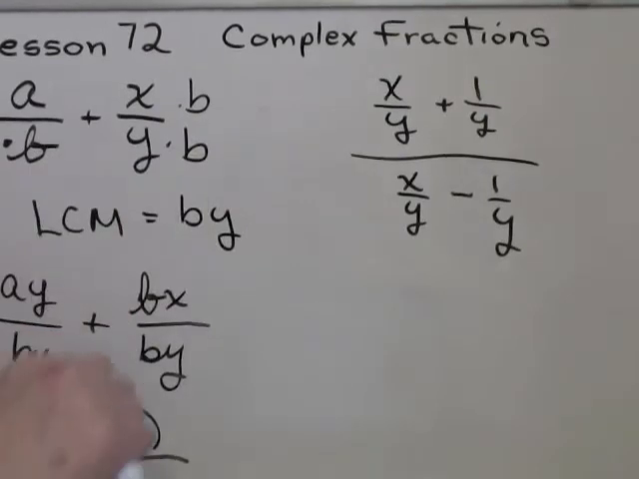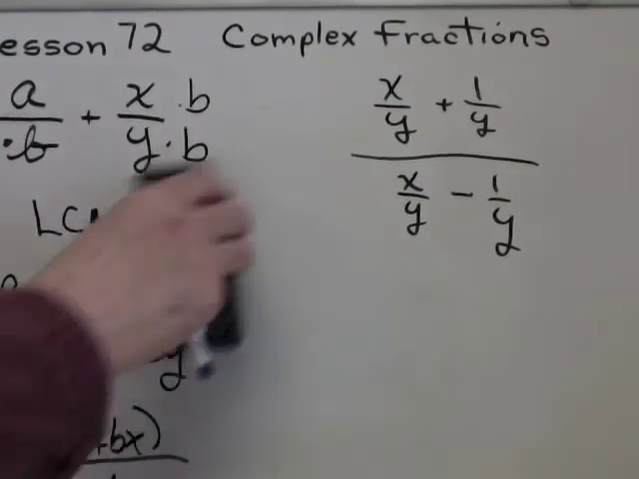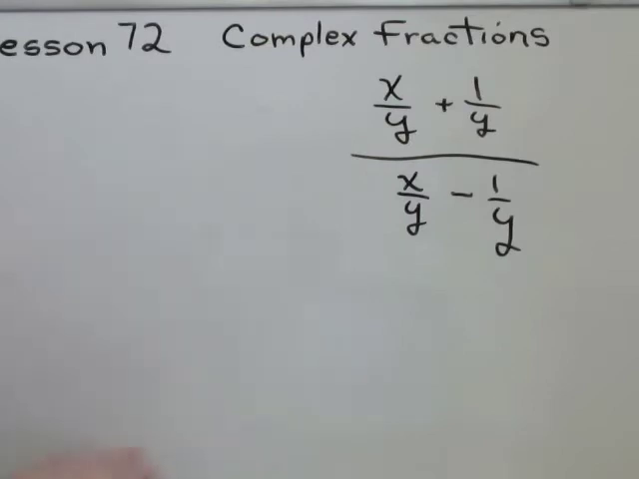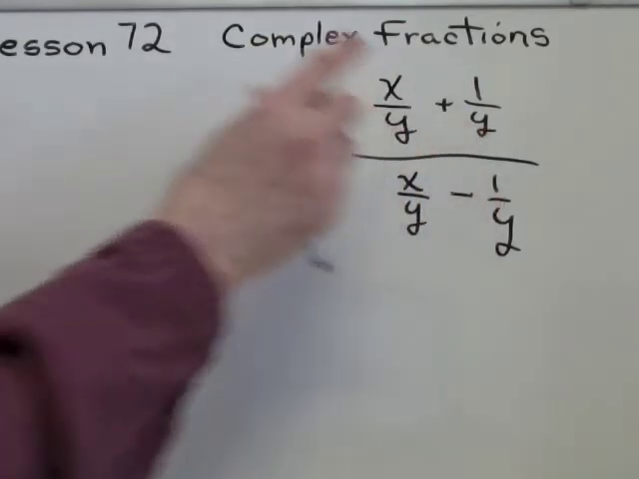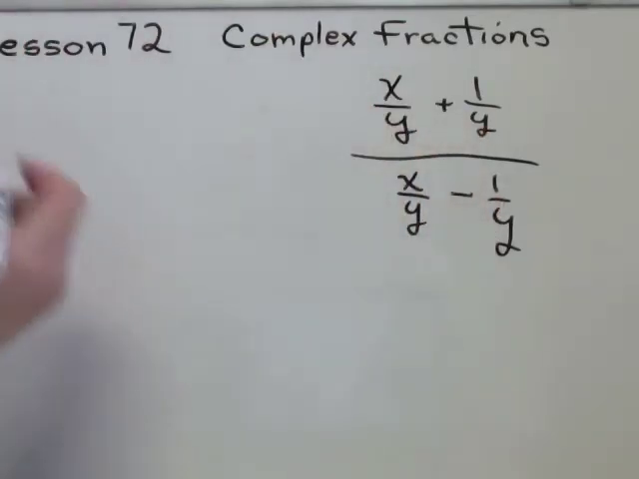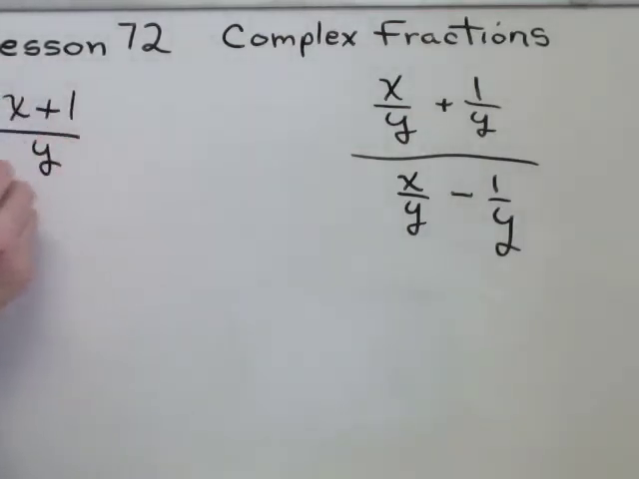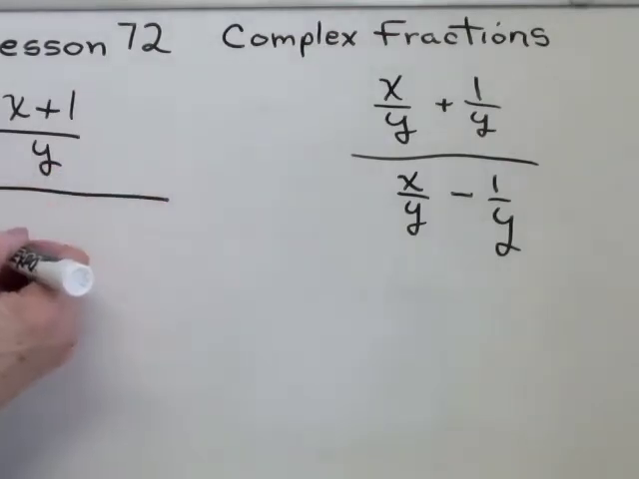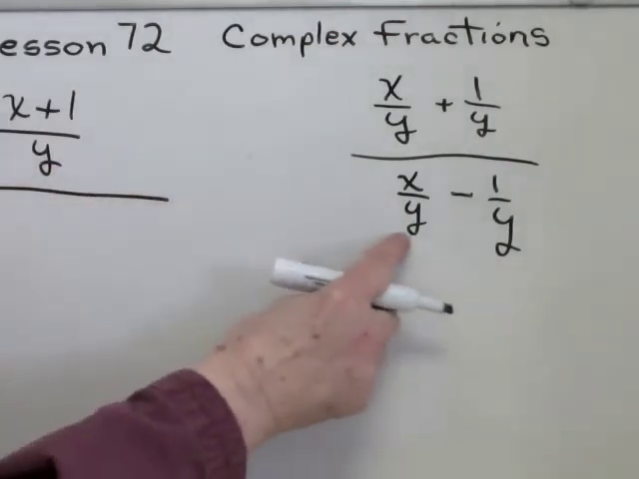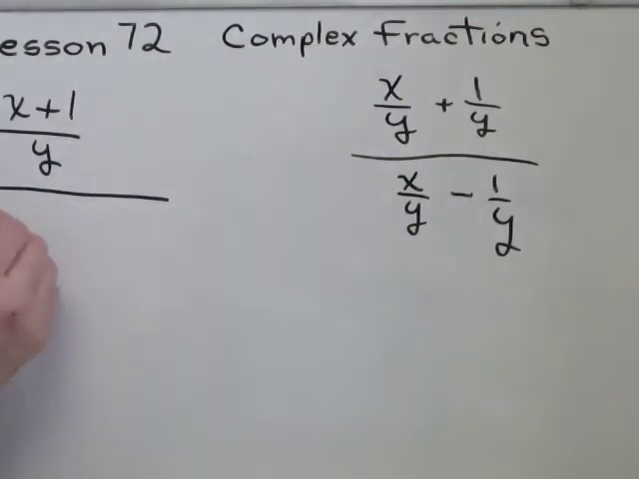Now I have complex fractions. I have two fractions in the top and I have two fractions on the bottom of an expression. So, what do I do? Well, on the top, both bottoms are the same, so I could rewrite that as one fraction. I can add the tops. I can call that x plus 1 over y. Then I have the big fraction bar, and here, both bottoms are the same, so I can add or subtract the top. So now x minus 1 over y.